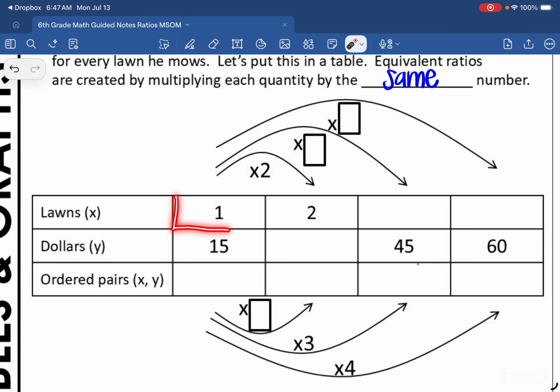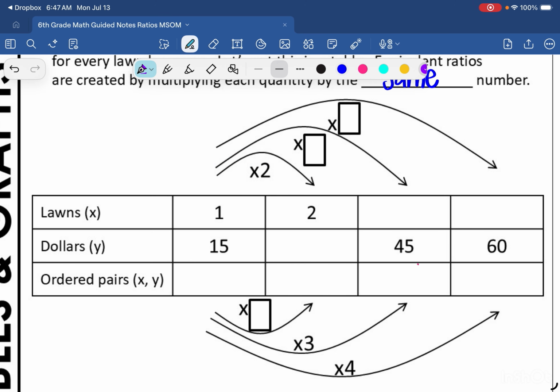For one lawn, it's $15. So now I want to figure out how much money he makes for 2 lawns. I'm going to multiply that number by 2. So 1 times 2 is 2. And then I'm going to multiply the $15 also by 2. 15 times 2 is 30. So I'm multiplying them by the same number.